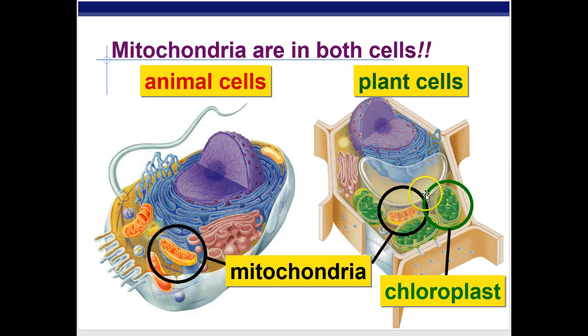Or animals like us can come along and take advantage of it and eat those sugar stores by eating the plant. Here's the chloroplast in a plant cell, and here's the mitochondria. In an animal cell, only the mitochondria.